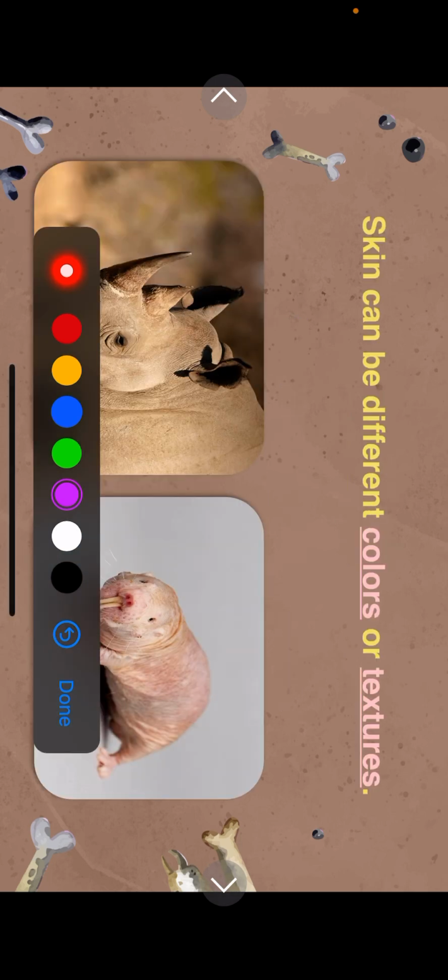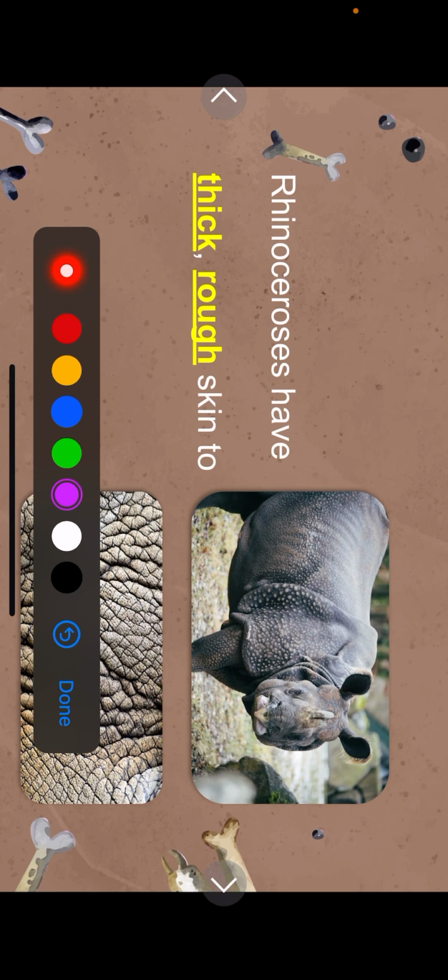But the skin, subhanallah, can be in different colors and textures. Someone white, someone black, someone brown, and also with different textures. Some smooth, another rough, some thick, another thin. So different colors and textures, but the main function of the skin is to protect the animal's body.